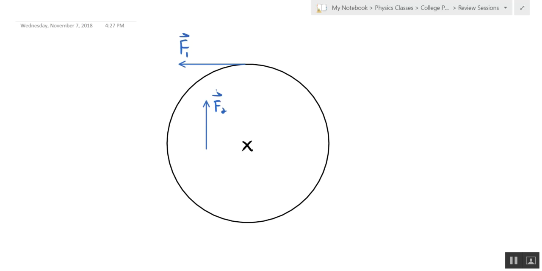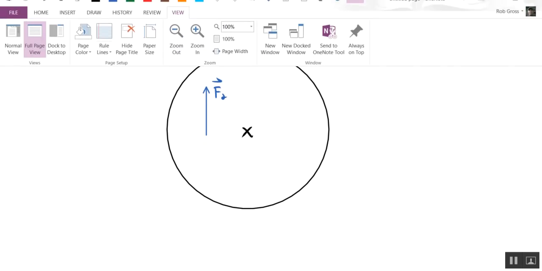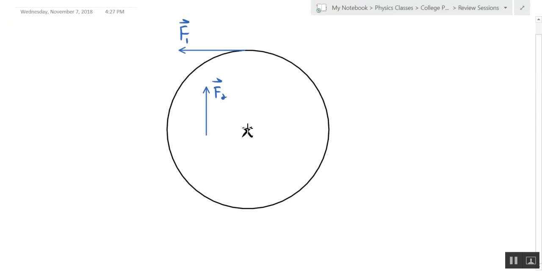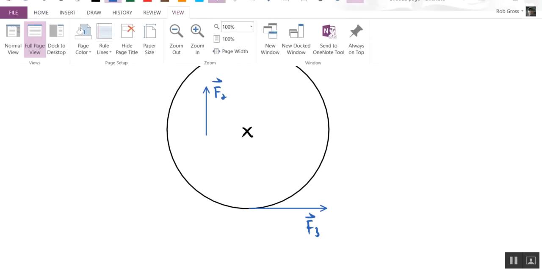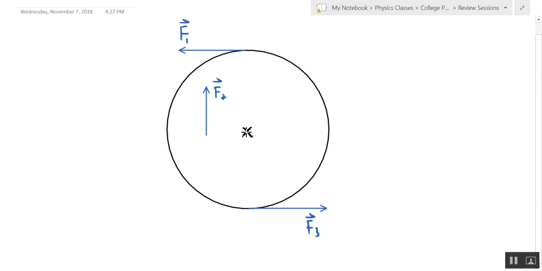All right, the third one is directly below the center at the edge in the positive x direction. So it looks like this. This is F3. And then the last one is applied directly to the right of the center in the positive x direction at the edge. So it looks like this. Directly to the right in the positive x direction. Okay, so this is the sketch.